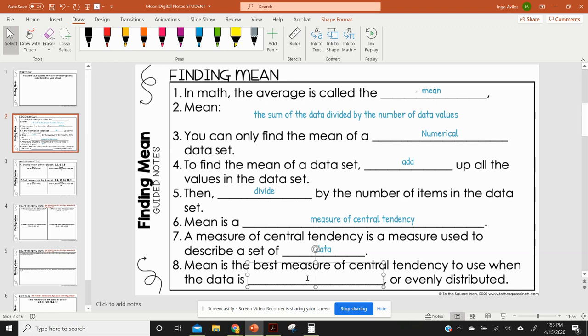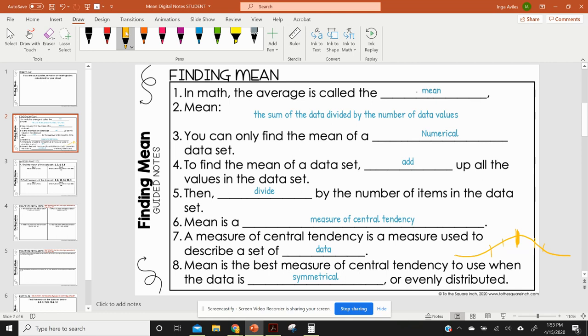Mean is the best measure if your data is symmetrical. Symmetrical means kind of evenly spread out. Usually it kind of looks like a little bell curve, where you say that's the top and then you have the sides, and theoretically you would have the same amount of data going through each of it.